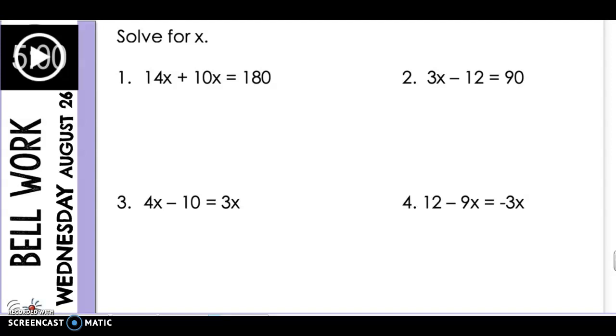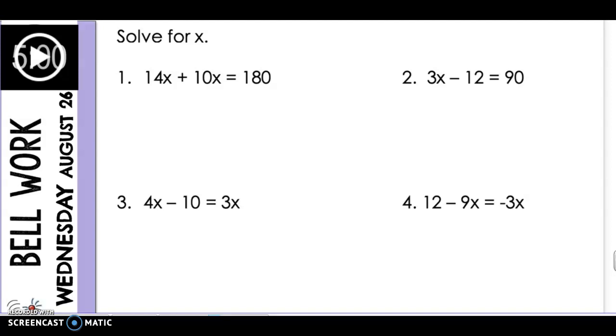All right, today we are going to solve for x. We're going to solve some single variable equations. Single variable means there's only one letter in each of these equations. We don't have x's and y's, we just have x's. So, number one, 14x plus 10x equals 180.